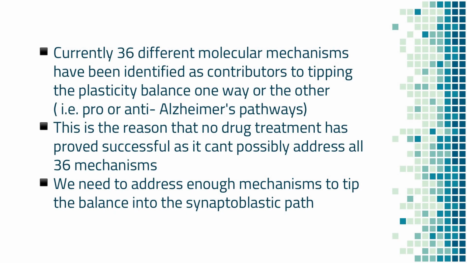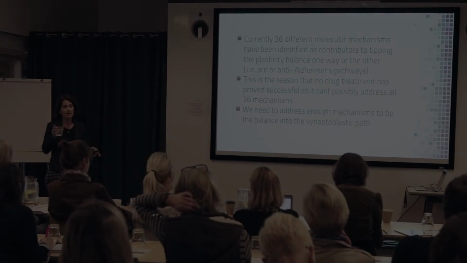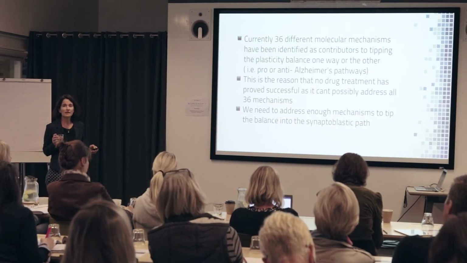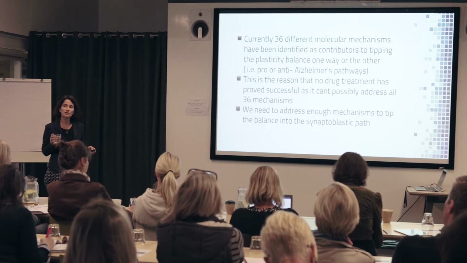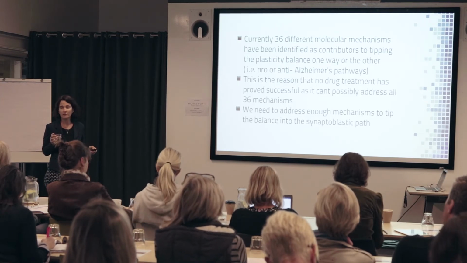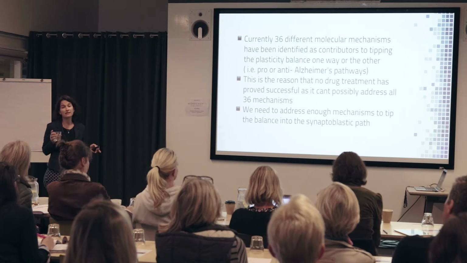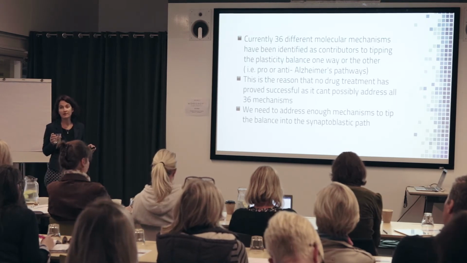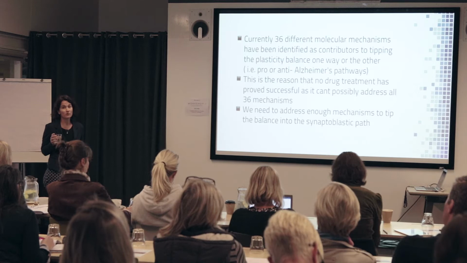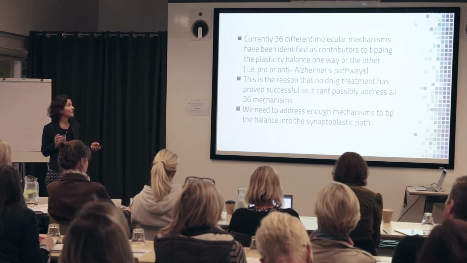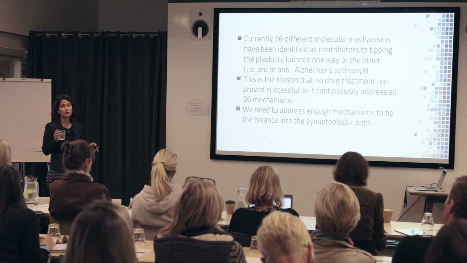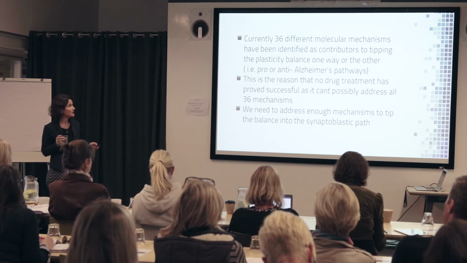So currently, as Yael was talking about, there are 36 different types. There are more, actually, that they're talking about now, but we look mainly at 36 different molecular mechanisms, which are the contributors to tipping us into either the synaptoclastic or synaptoblastic side of that pathway. And we know that they talk about a threshold. We don't have to plug every single one of those 36 holes. It might be 15, it might be 10 for one person. It just depends. Every person is different, and it obviously depends on what type of Alzheimer's they have. So it's about that tipping threshold, which we're aiming for.